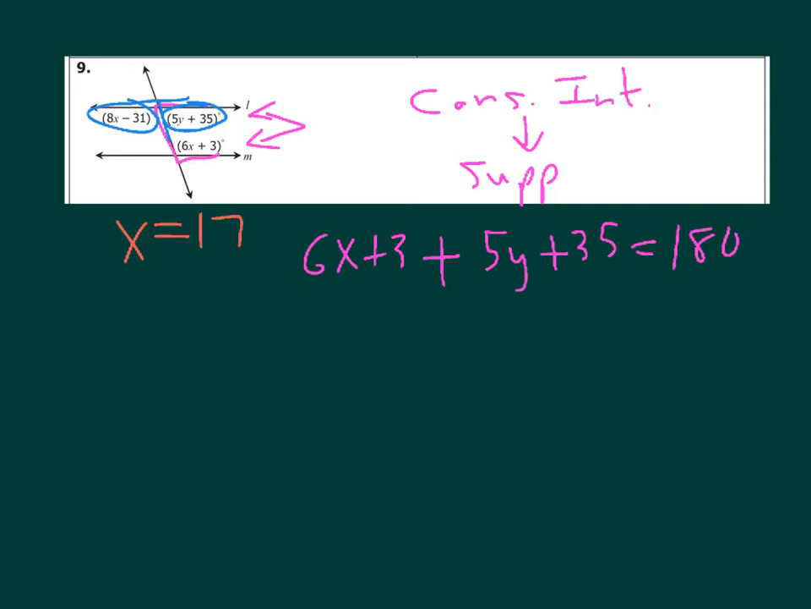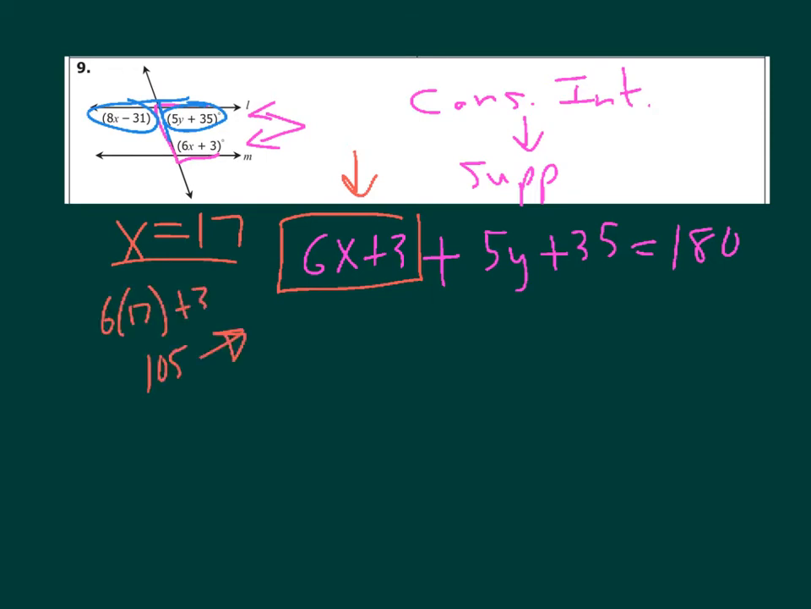But my problem lies on this side over here. I can't combine the x's with the y's. I know x is 17, so what I want to do is make this an actual value. So what is 6 times 17 plus 3? That's going to be 105. So I'm going to say that I already know the value of this 6x plus 3 angle is 105 degrees. And when I add that to the 5y plus 35, I should get 180.